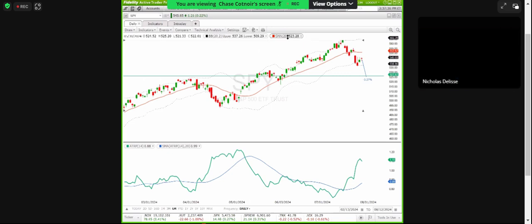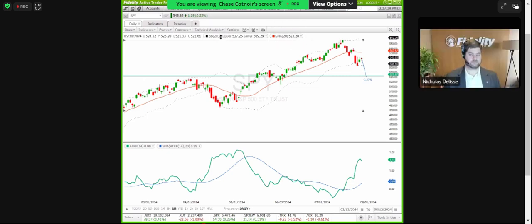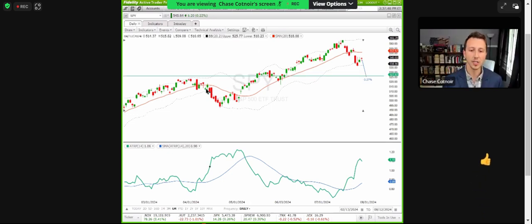So here's a 20-day moving average with a 20-day Bollinger Band, and it's always going to be in the center of the band because by definition, that's what it's trying to do.